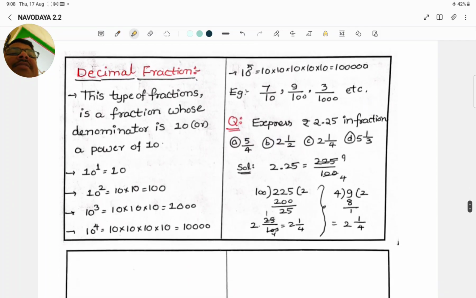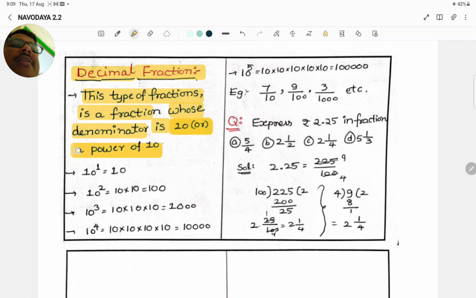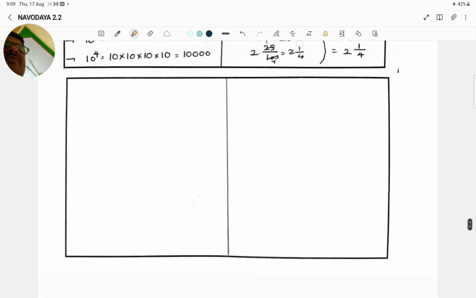Next, decimal fraction. What is the definition of a decimal fraction? This type of fraction is a fraction whose denominator is 10 or a power of 10. In that fraction, the denominator is equal to 10 or a power of 10. See, I am explaining.